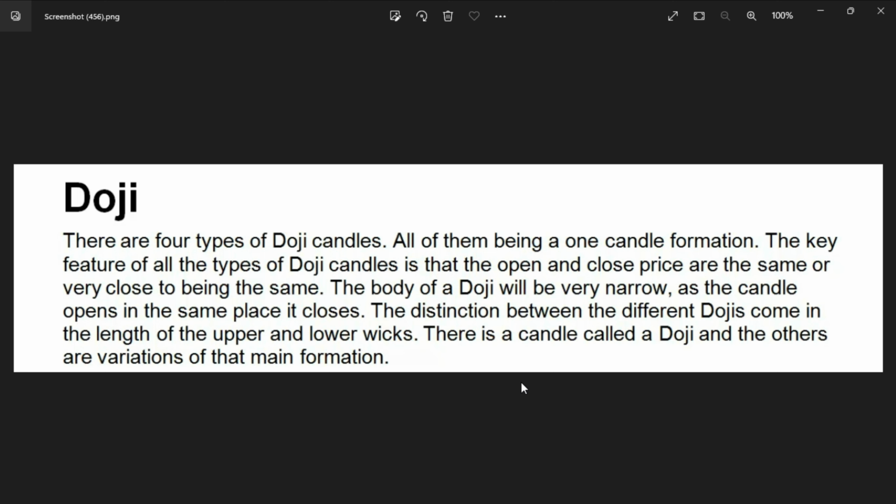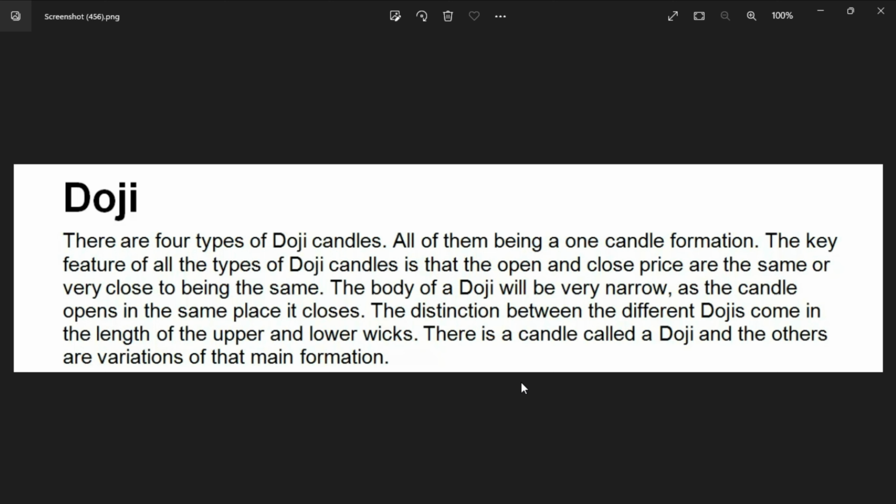There are 4 types of doji candles, all of them being one candle formation. All of them form in the same way, but have their differences. The key feature of this type of doji candle is that the open and close price are the same or very close to being the same. Many people call it an indecision candle. The body of the doji will be very narrow, as the candle closes at the same place it opens. Most of the time we see these in the chart, but I'm going to show you with an actual screenshotted chart example, so you can see what I mean by the different kinds of doji.